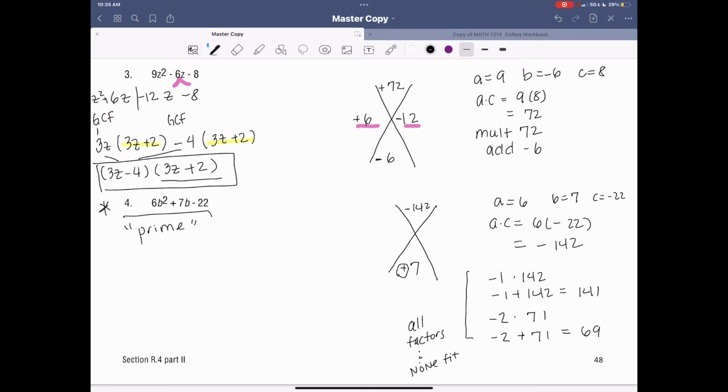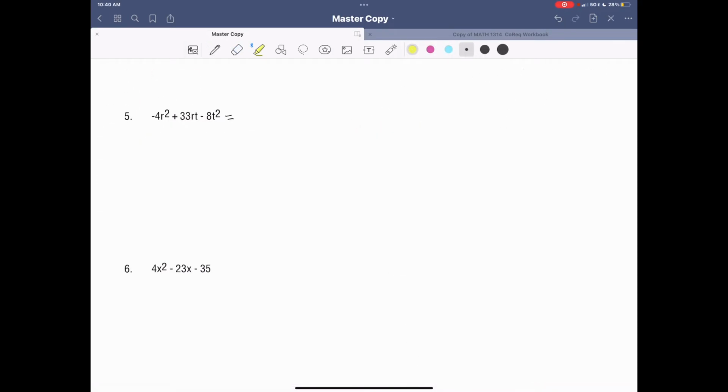And that's our solution. We have this negative right here. So we need to factor out a negative before we start factoring what's inside the parentheses. So I divide a negative 1 from each term. And so that's going to change the sign of each term. So I have 4r squared minus 33rt plus 8t squared.